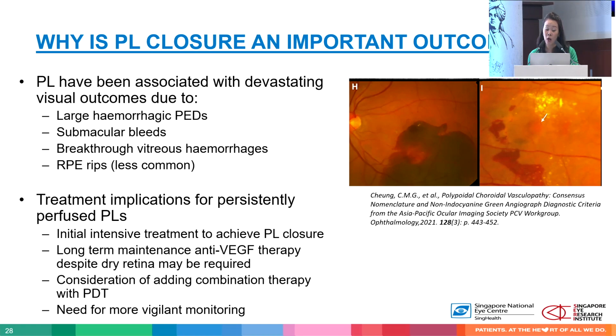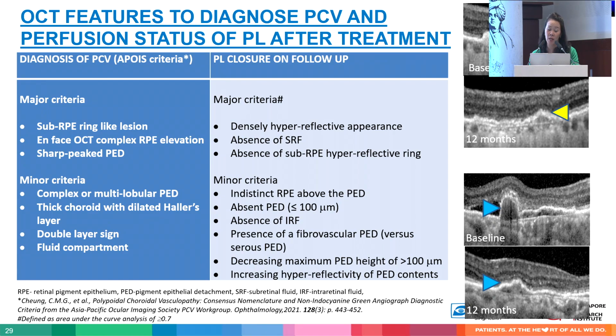So treatment implications for persistently perfused polypoidal lesions include more intensive anti-VEGF treatment to achieve polypoidal closure, long-term maintenance of anti-VEGF therapy, and surveillance to make sure that new polypoidal lesions are not appearing. Also, to consider adding combination therapy with either PDT or, for extrafoveal lesions, focal laser, and the need for more vigilant monitoring.